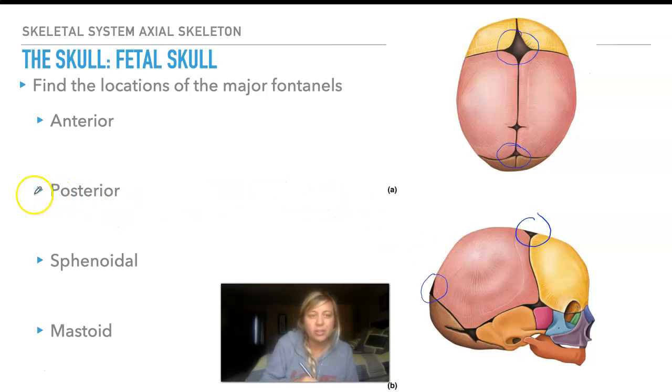The posterior, the sphenoid, and the mastoid fontanelles all close up within the first couple of months after birth. But the anterior one continues to stay open to about the age of 2. Most of the skull growth happens in a child before the age of 5. The sphenoid fontanelle is right here above the sphenoid bone, and then the mastoid fontanelle is back here behind that mastoid process, that bump. So you can see the mastoid fontanelle sits back there behind the temporal bone.